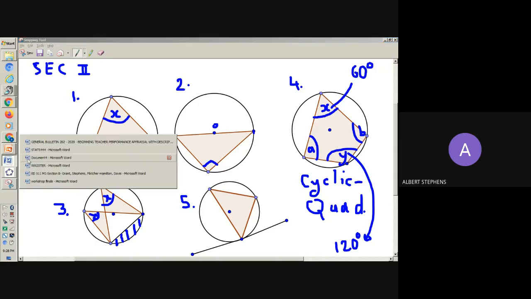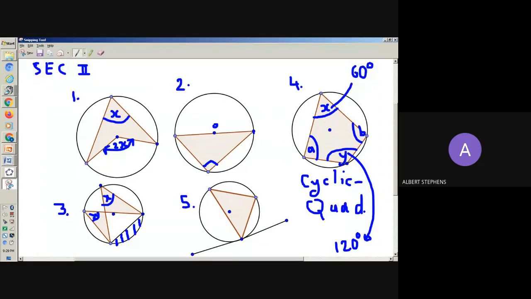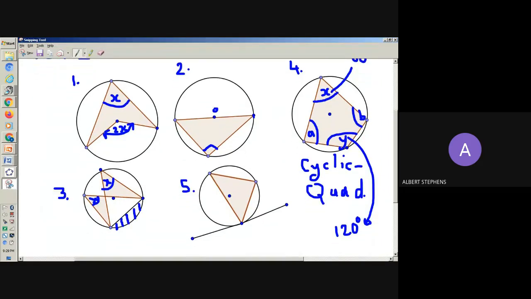So let me write the reason for this now. Opposite angles in a cyclic quadrilateral are supplementary. Means they add up to what? 180. All right. Number 5.